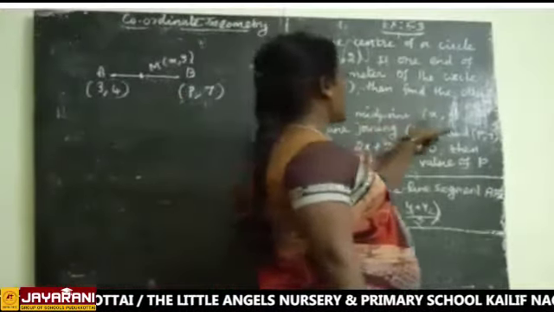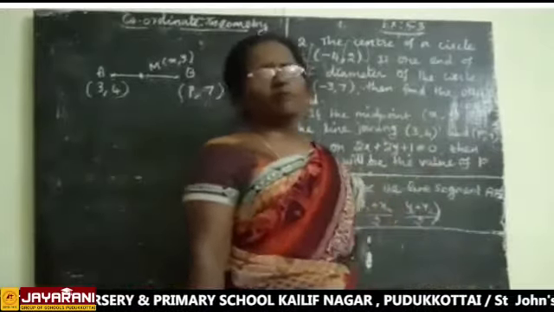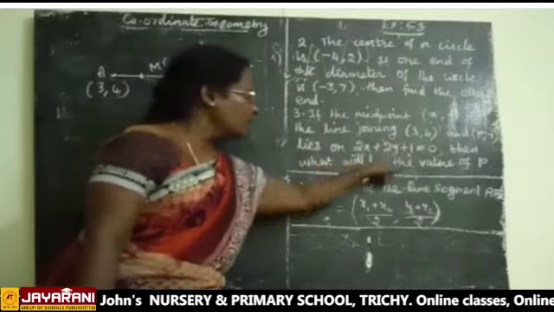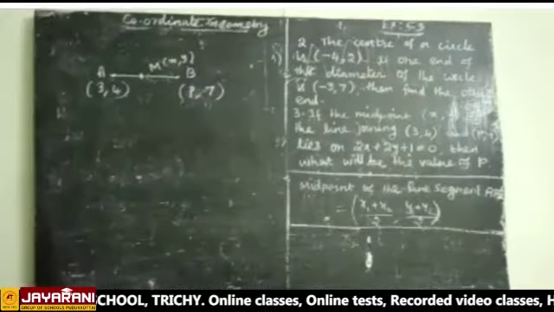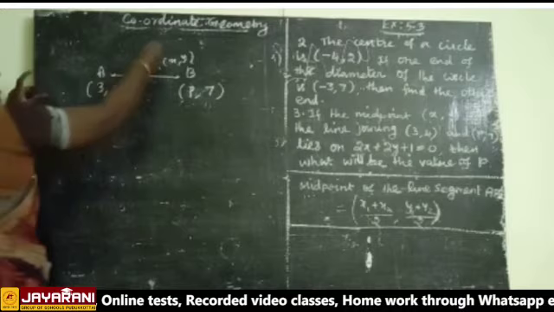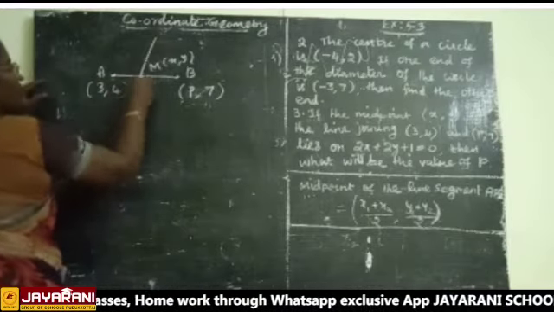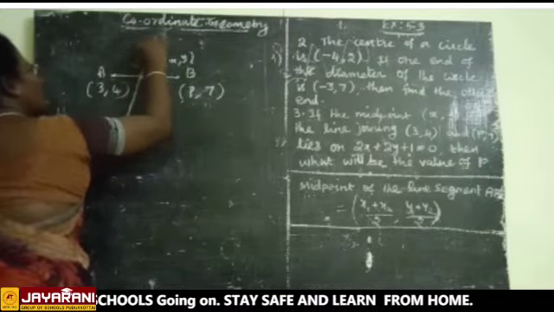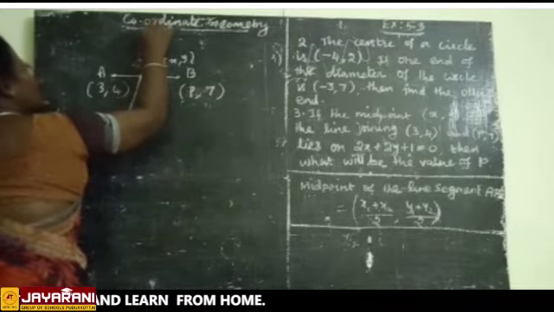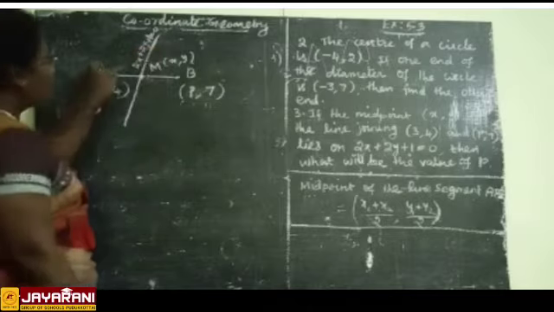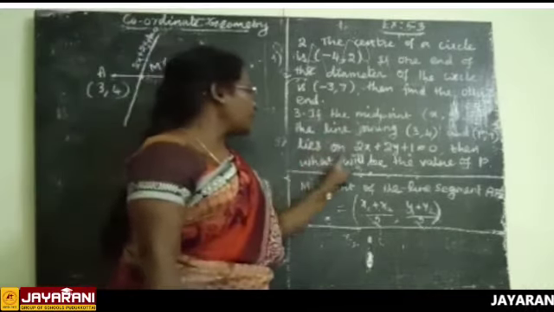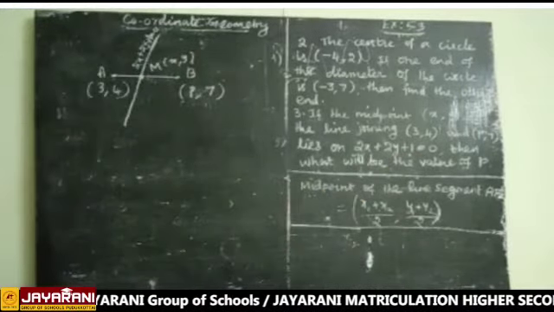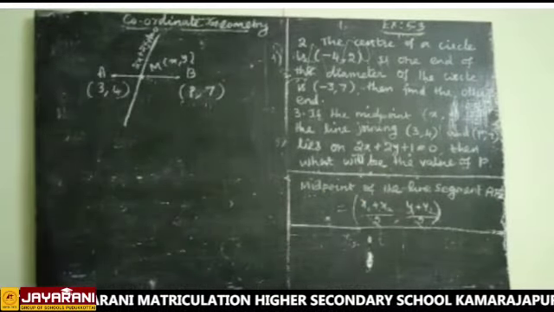If the midpoint (x, y) of the line joining (3, 4) and (p, 7) lies on the straight line 2x plus 3y plus 1 equals 0, then what will be the value of p?